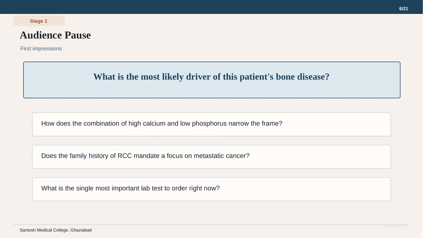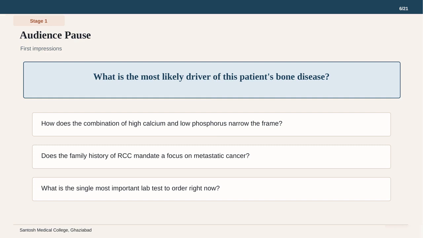This audience pause presents several key questions for us to consider based on the data we have seen so far. The central question at the top asks, what is the most likely driver of this patient's bone disease? As we look at the three bullet points below, we need to think about how the combination of high calcium and low phosphorus narrows our diagnostic frame.